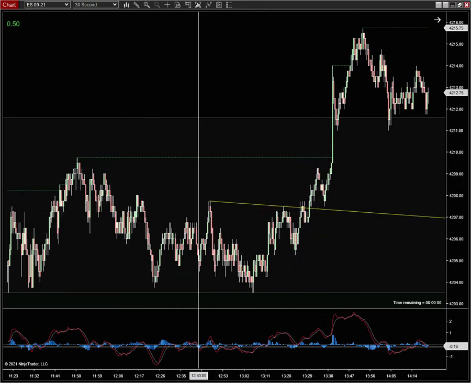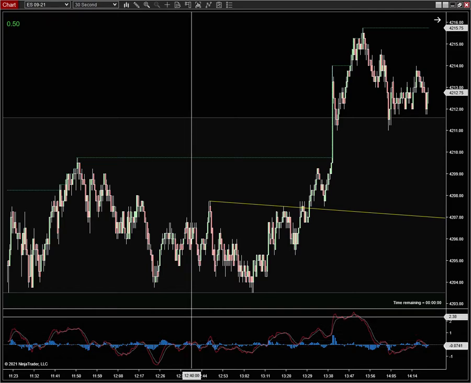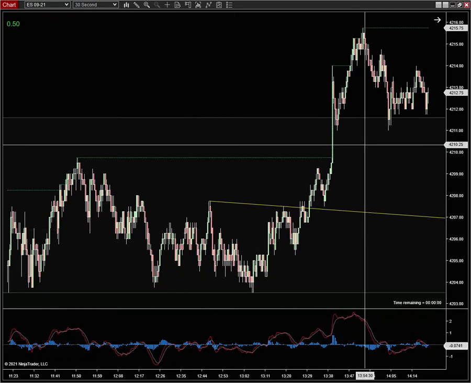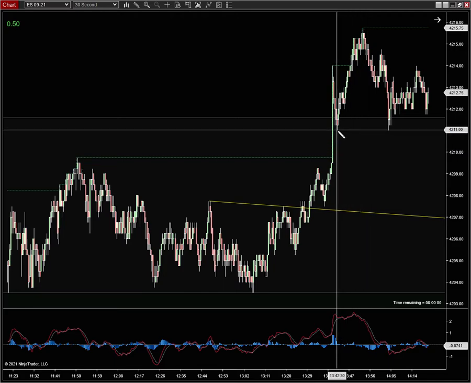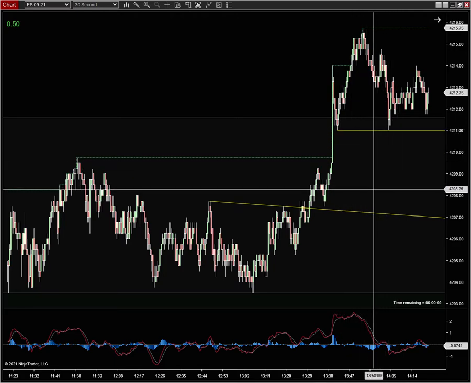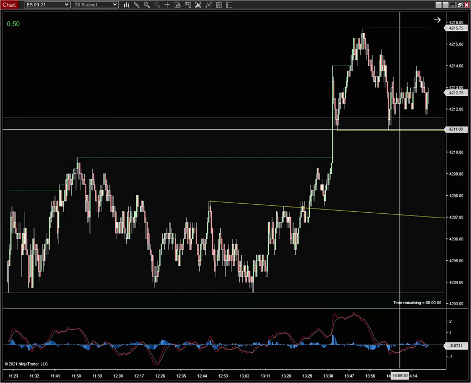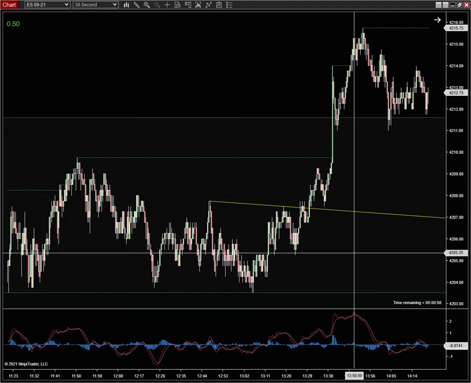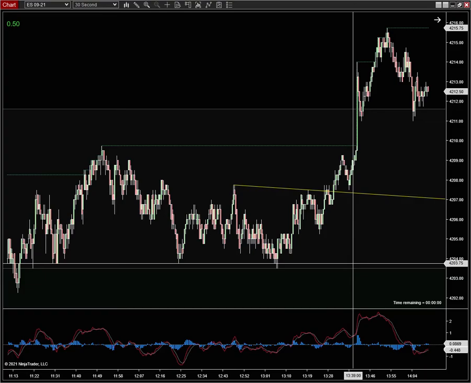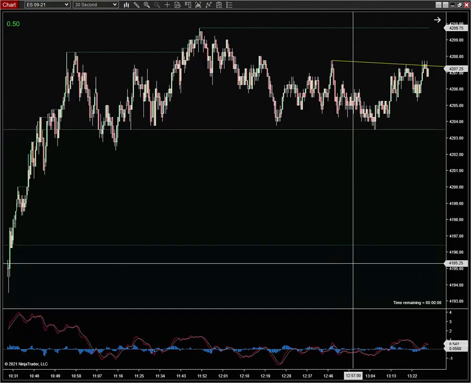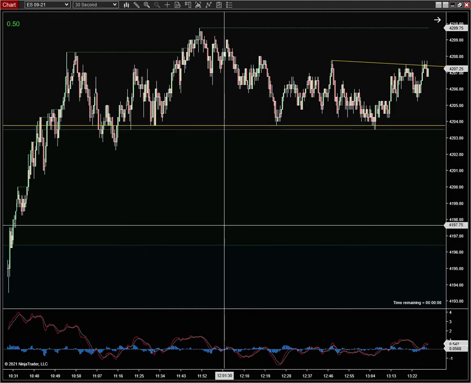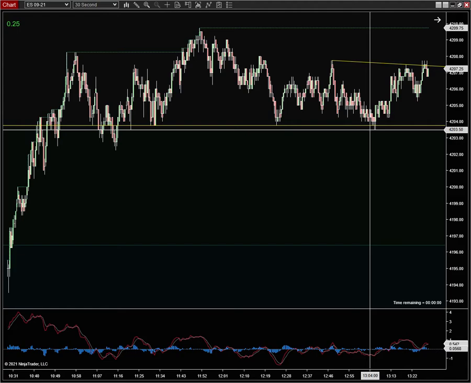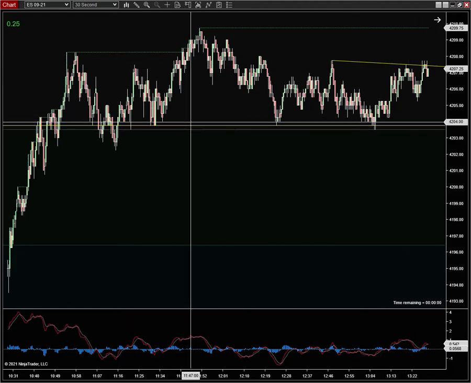And the same holds true for lower trend lines. Let's see. I would say that's more a horizontal support line right there. There's another good horizontal support, but it rejected and went the other way.